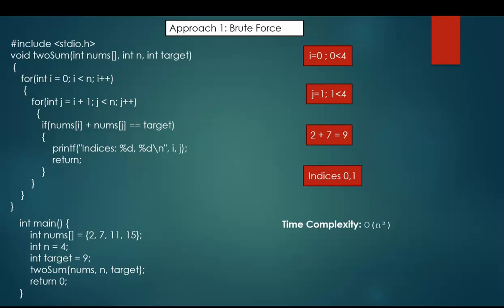Stay connected. In the next video, we'll solve the same two-sum problem using approach 2, which is hashing.